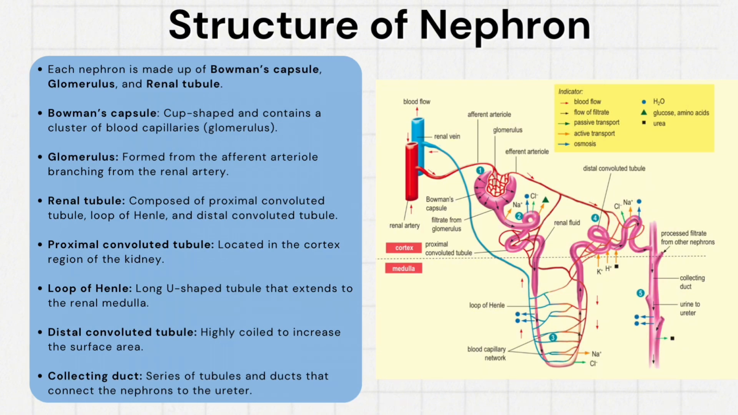The proximal convoluted tubule is located in the renal cortex and is highly coiled. It is involved in reabsorption and secretion during urine formation. The loop of Henle consists of a descending limb and an ascending limb that are involved in the reabsorption of water and salt. The distal convoluted tubule has the same characteristics and function as the proximal convoluted tubule. The collecting duct is a series of tubules and ducts that connect the nephrons to the ureter. It is involved in the reabsorption of solute, urea, sodium chloride, and water.